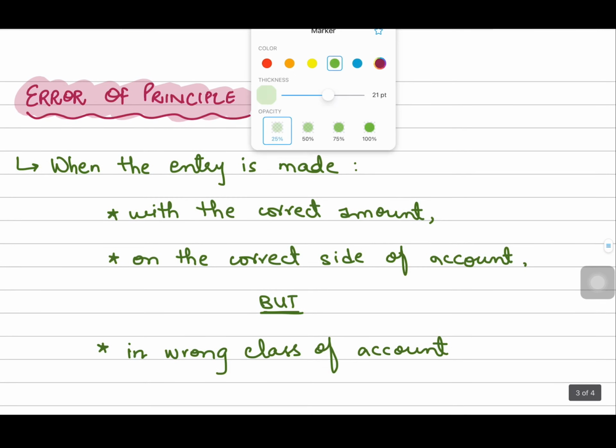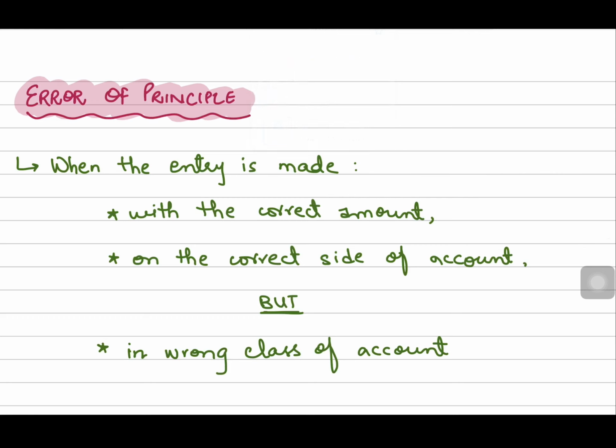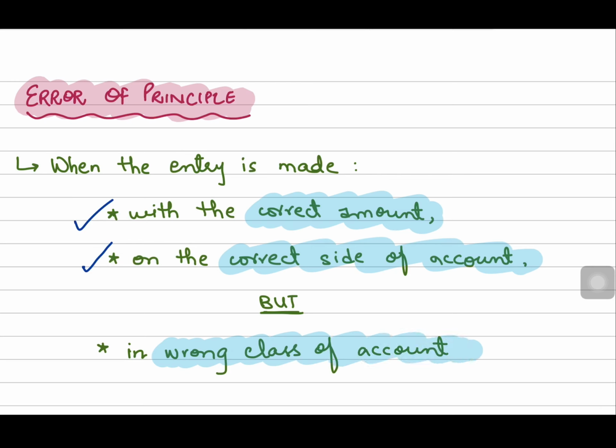Now let's move to our next error, and that is error of principle. Now what is error of principle and when is this made? This is made when the transaction is recorded with the correct amount. So the amount is correct and the side of account is also correct. That is, if you had to debit an account, you have debited an account, but you have not debited the correct account, and that is because the entry is recorded in the wrong class of account. The side is right, the amount is also correct, but the account is wrong.